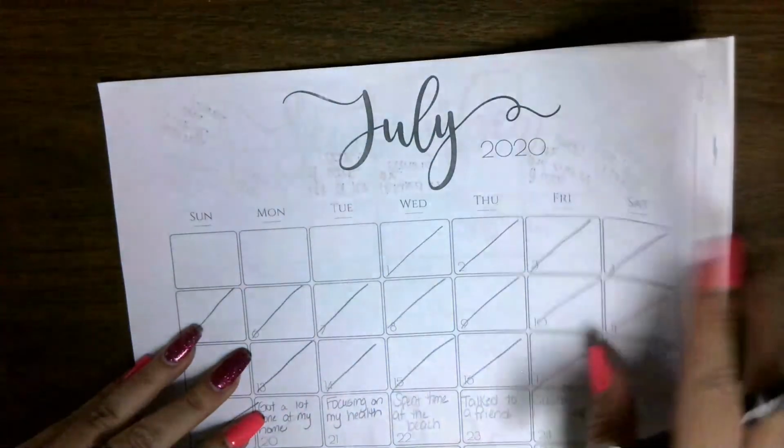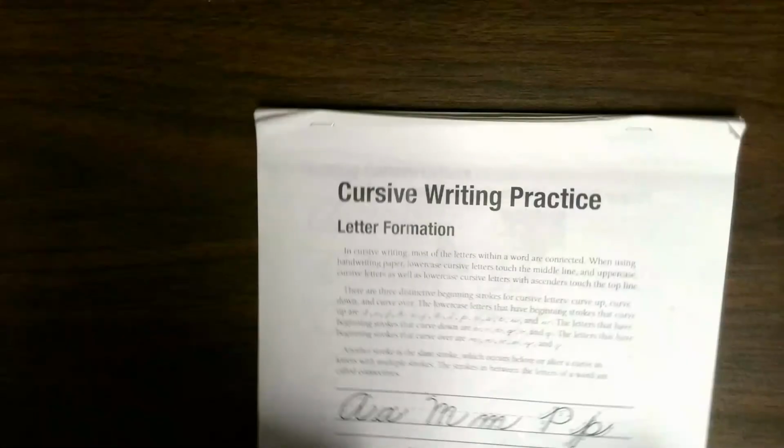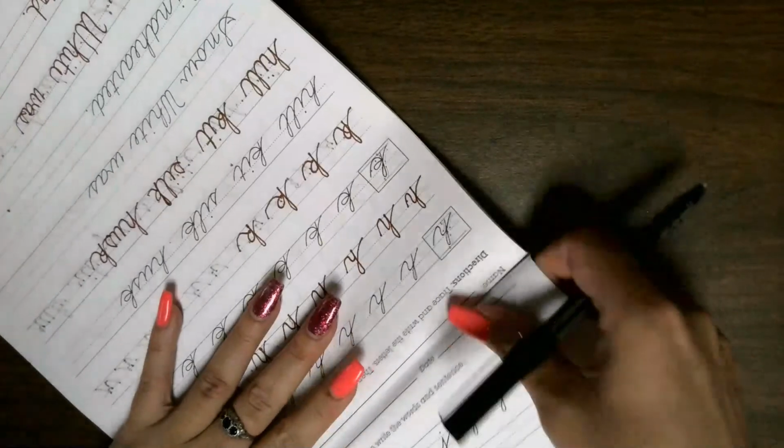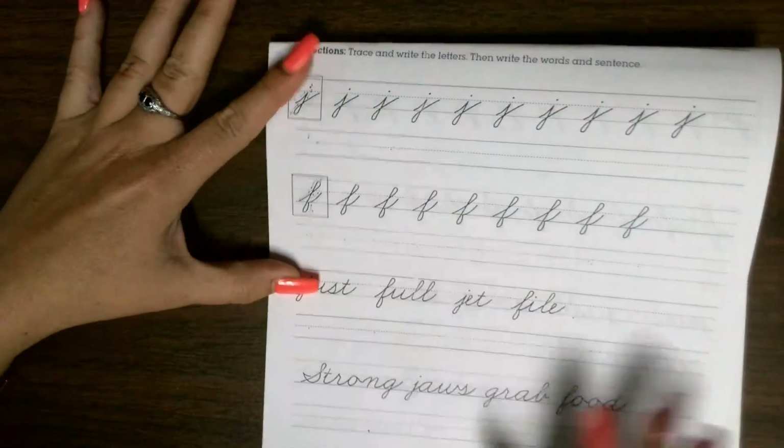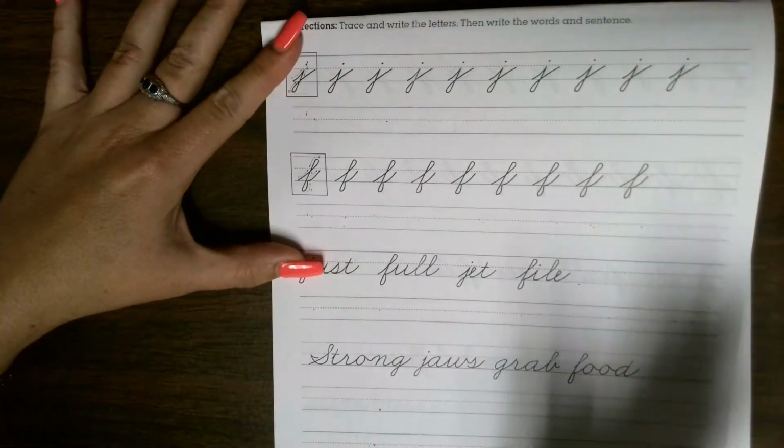Then we want to make sure we fill in, actually, let's do our cursive first and we'll do our gratitude journal next. I think we did P's and K's yesterday? We did H's and K's yesterday. Okay, so we're doing J's and F's today. Ooh, I like both of these letters. Okay, lowercase J's and lowercase F's.